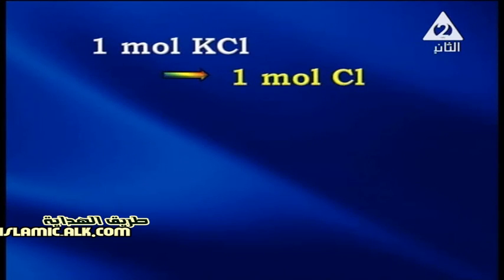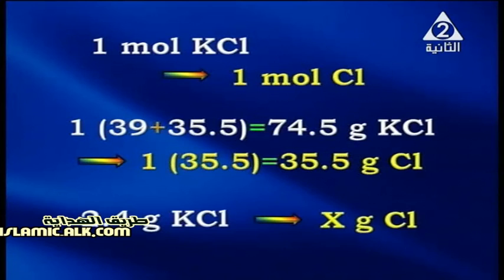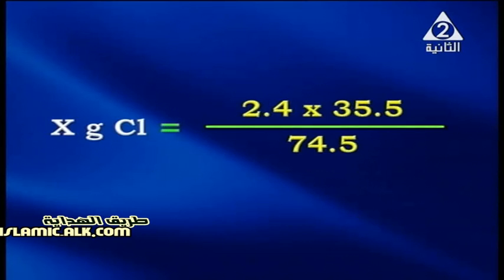As we know that 1 mole potassium chloride contains 1 mole chlorine. So 1 times (39 plus 35.5) equals 74.5 gram potassium chloride contains 1 times 35.5, 35.5 gram chlorine. So 2.4 gram potassium chloride gives x gram chlorine. So x gram chlorine equals 2.4 times 35.5 over 74.5, it will be 1.14 gram.